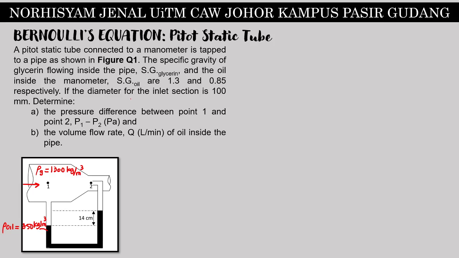Right, so if the diameter of the inlet section is 100 millimeter, so here diameter is equal to 0.1 meter. Determine the pressure difference between point 1 and point 2, P1 minus P2, and the volume flow rate Q of oil inside the pipe. Okay, so we have two questions over here. Number one, the P1 minus P2 pressure difference. Number two is the volume flow rate Q of oil inside the pipe.